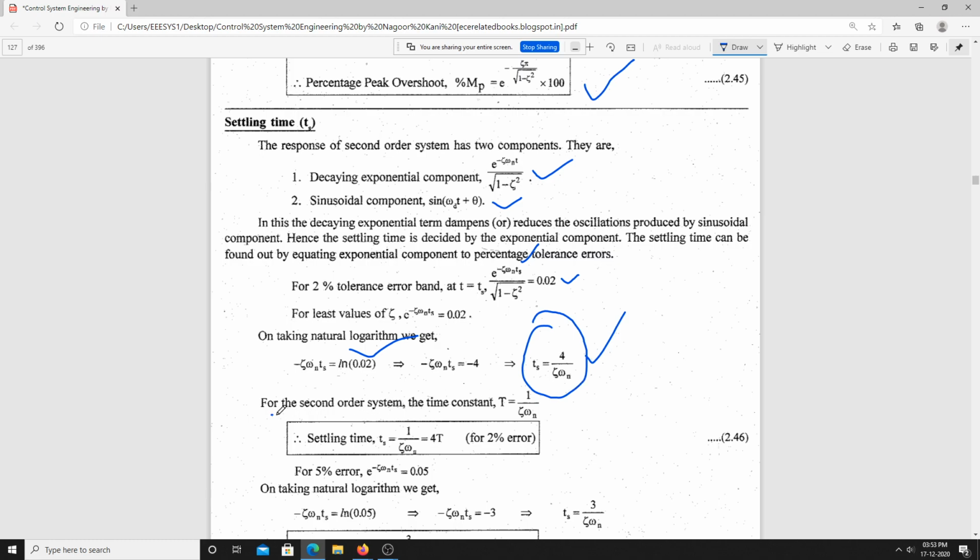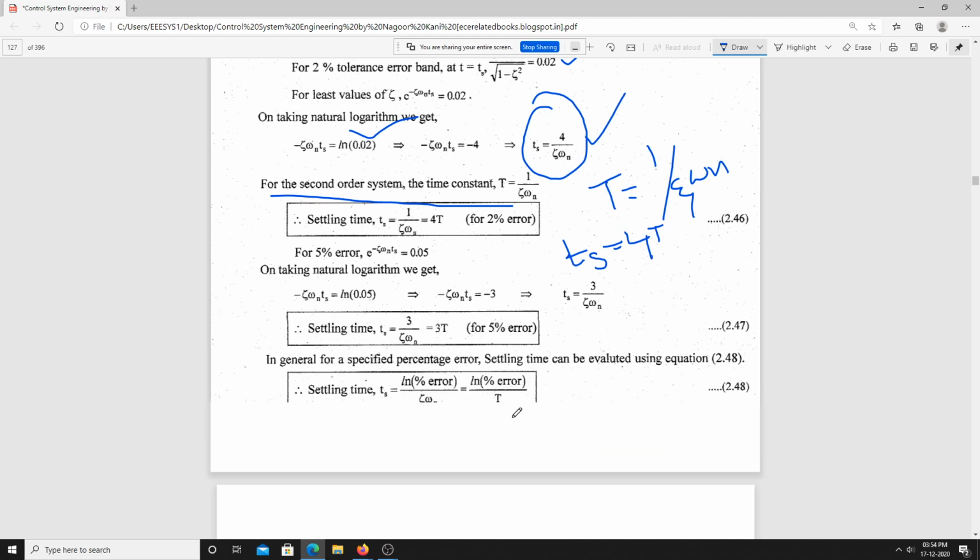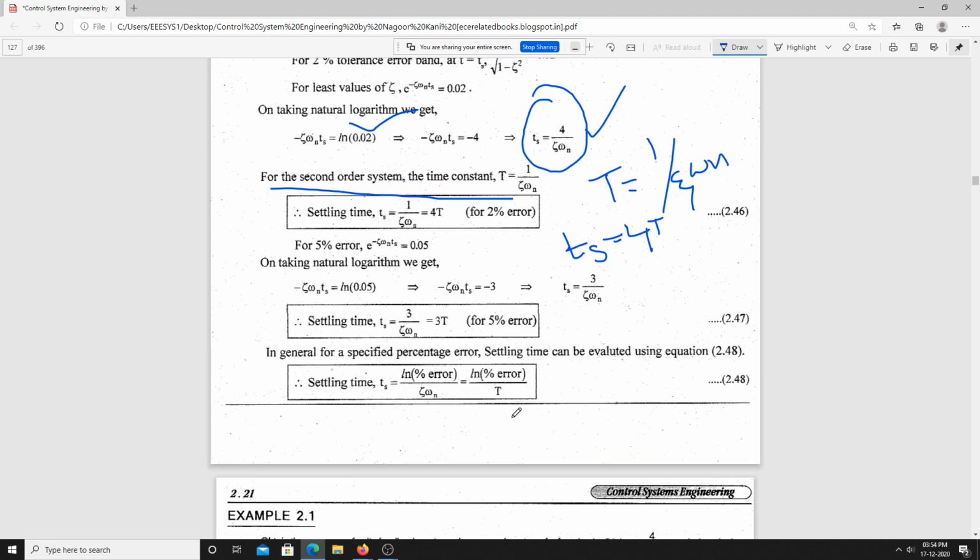Is it clear? For the second order system, the time constant T equals 1 by zeta omega n. Finally, what will be the settling time? ts equals 4T is the settling time. This is for the 2% tolerance error. If we have a 5% error, what will be the settling time for the 5% tolerance error?